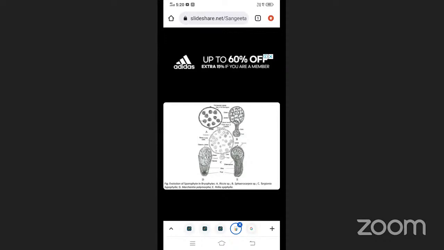Now is this evolution of sporophyte clear? Any doubt? Sir, sporophytic evolution is important for examination, sir. Yes, definitely. This is most important from the examination point of view.